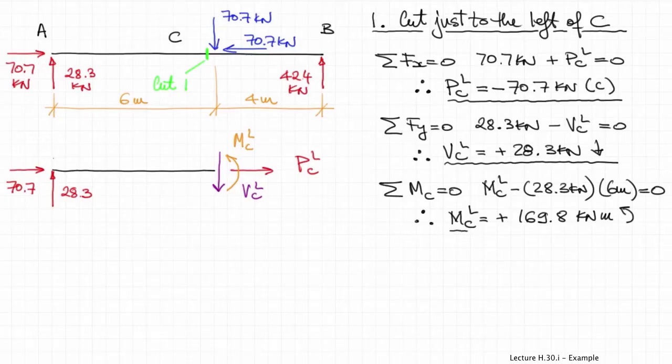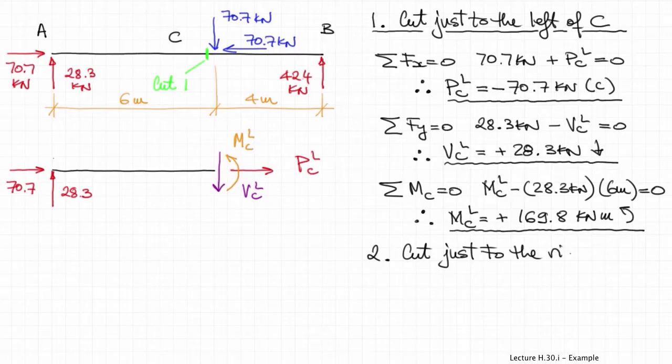So the bending moment is positive. Now, you can sum the moments about any point you wish, but if you sum the moments about the cut, then in theory you don't really need to know the shear force at that location, because the shear force goes through that point and you will eliminate it from your equation anyway. Then we do the same thing.